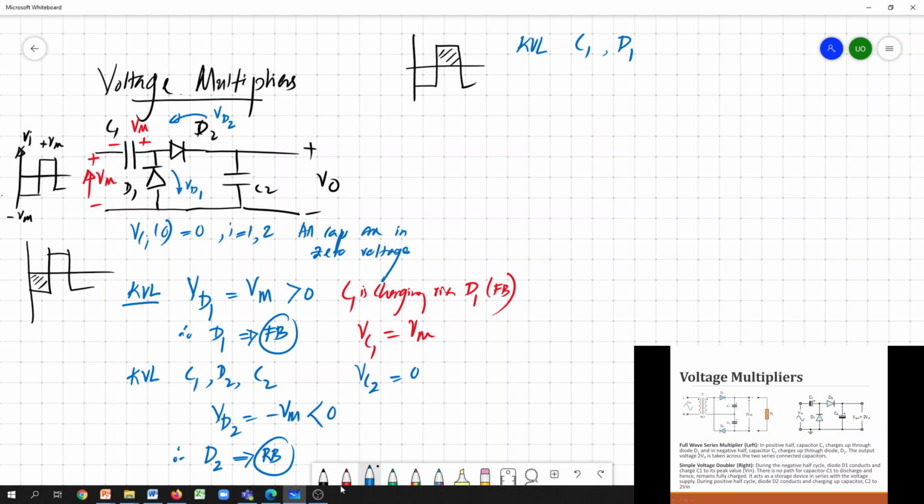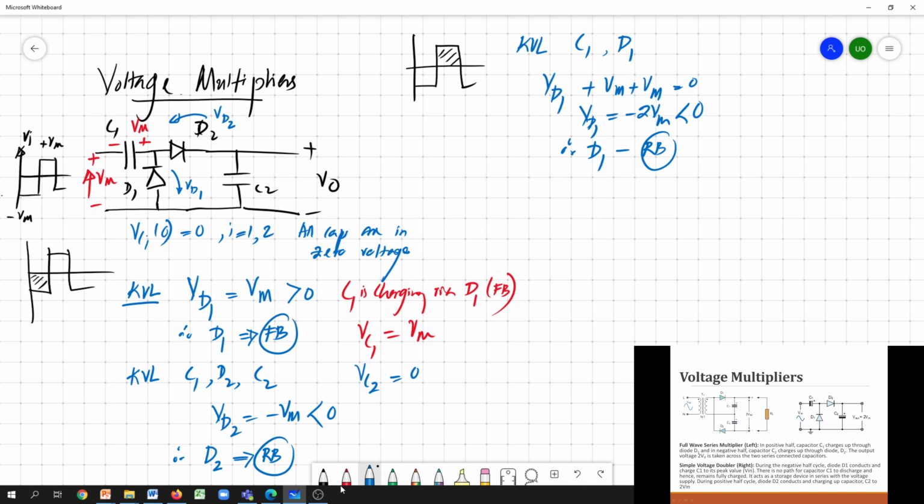So then we can simply claim that VD1 plus Vm plus Vm equals 0, so VD1 equals minus 2 times Vm, which is less than 0. So then diode 1 should be reverse bias. Once you apply Kirchhoff voltage law to the C1 D1 circuit, we can simply say that the actual voltage appearing across the diode would be a negative 2 times the Vm. So then diode 1 should definitely be in reverse bias.